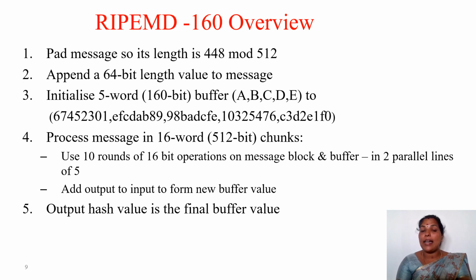Here we use 10 rounds of 16-step operations on the message block and buffer, in 2 parallel lines of 5 rounds each. Then we add the output to the input to form a new buffer value, and output the hash value as the final buffer value. All these steps are the same. What is the difference compared to MD5? Only the round function is differing. Other than that, all these steps are similar to MD5.